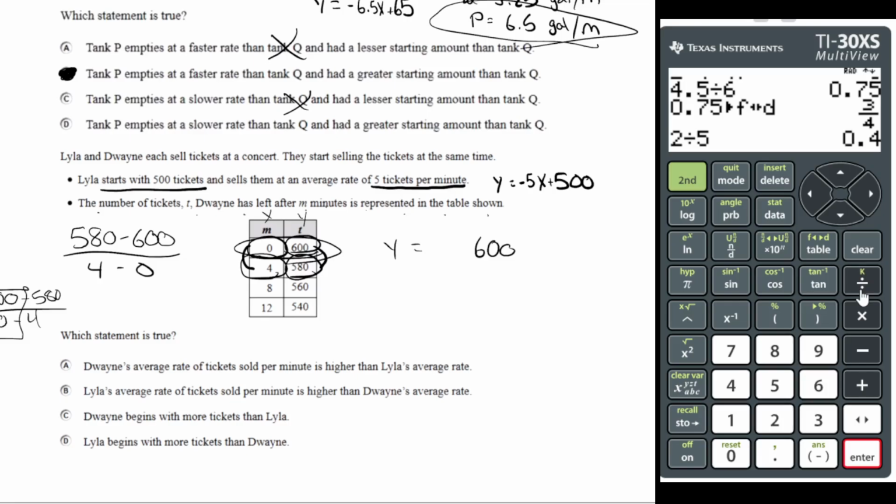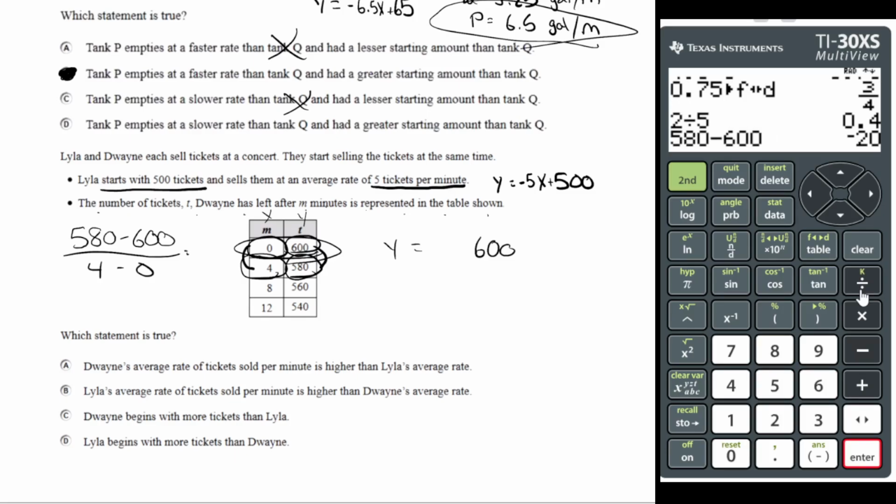Let's just get rid of that. All right. 580 minus 600 is negative 20. 4 minus 0 is 4. So they are selling at a rate of negative 5. Negative 5X plus 600.